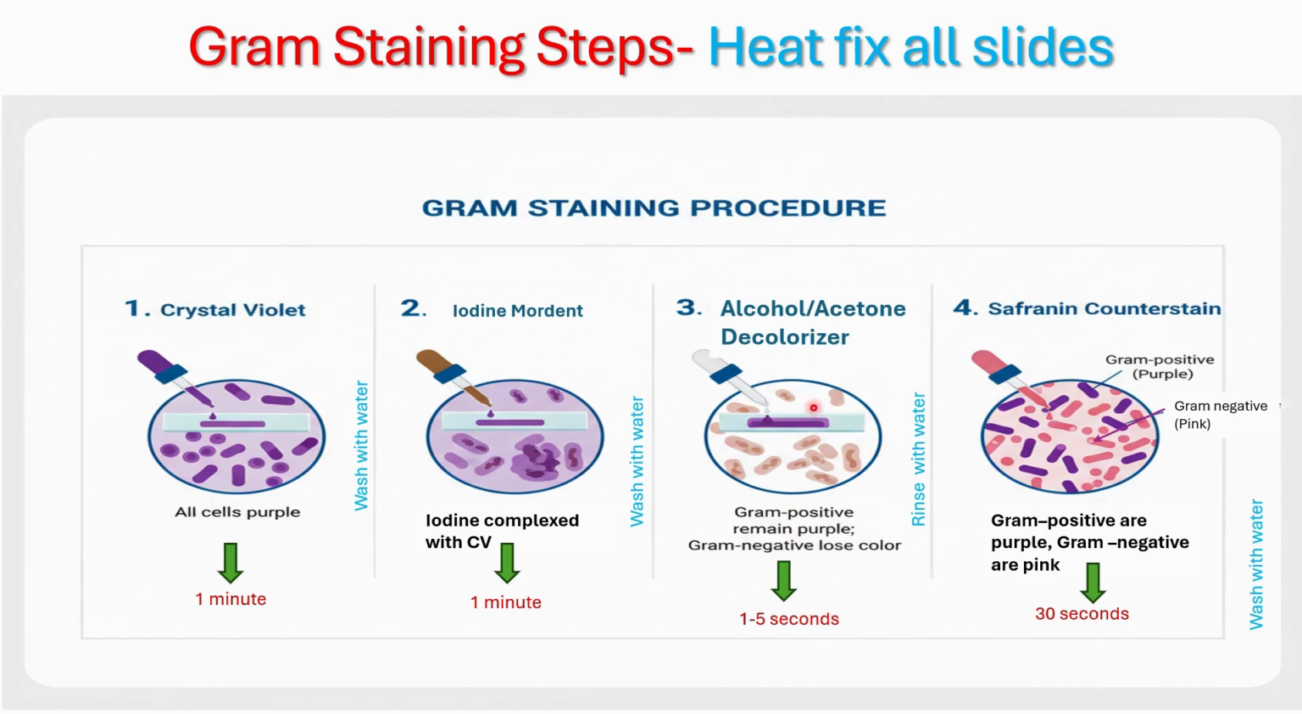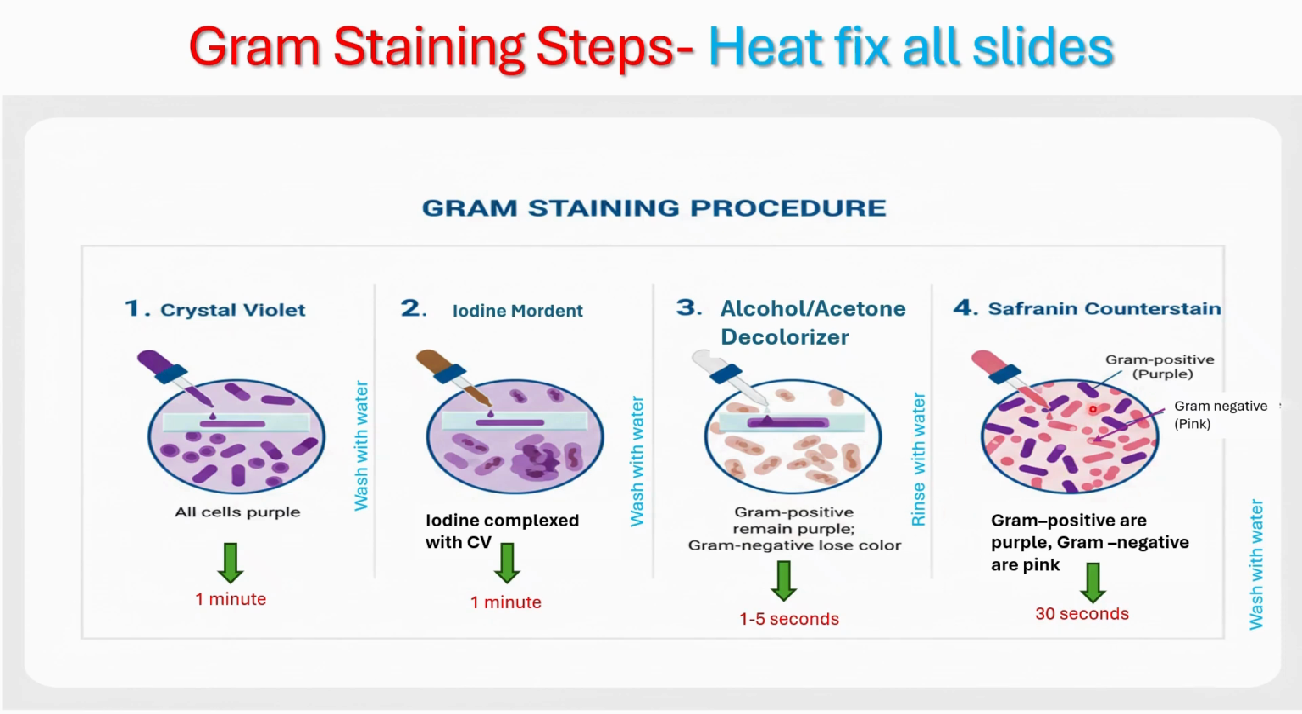Now tilt the slide slightly, gently flood it with a decolorizer, the acetone or alcohol, for 1 to 5 seconds. This step removes the stain from the gram-negative bacteria while the gram-positive bacteria retain the purple color. Immediately rinse it with distilled or tap water to stop the decolorization process.